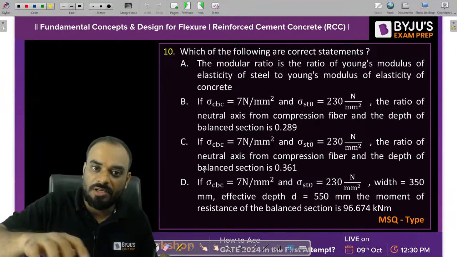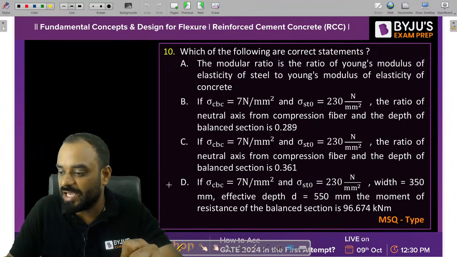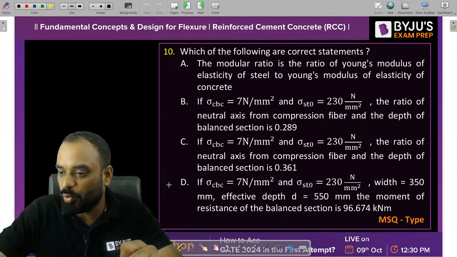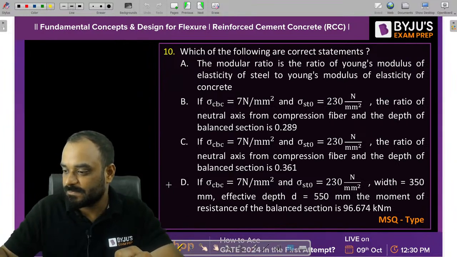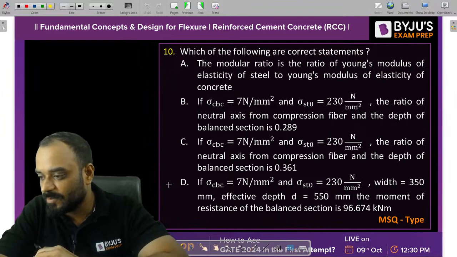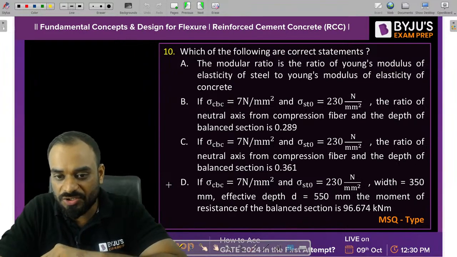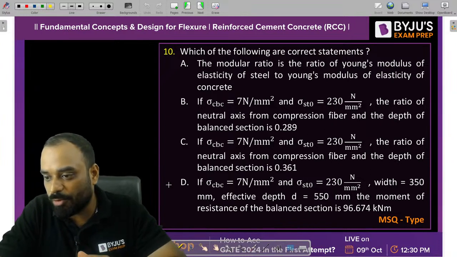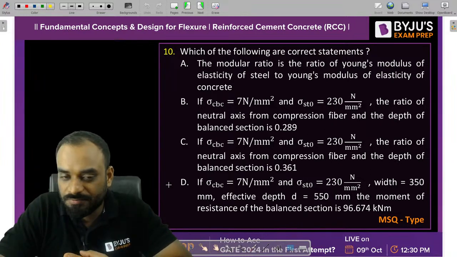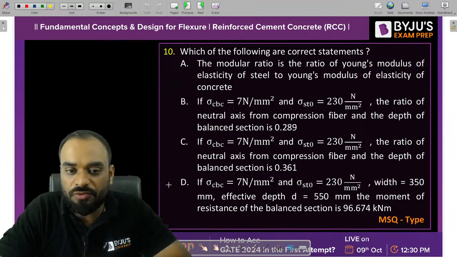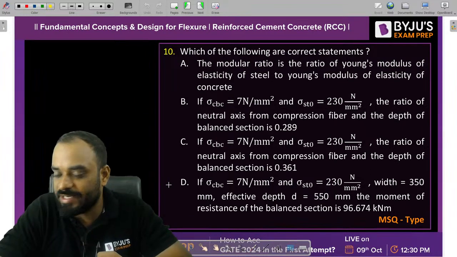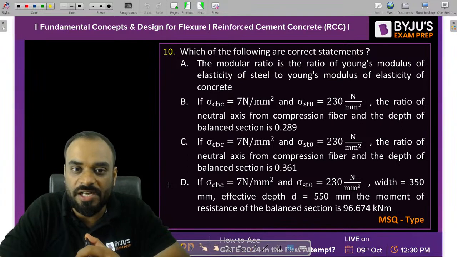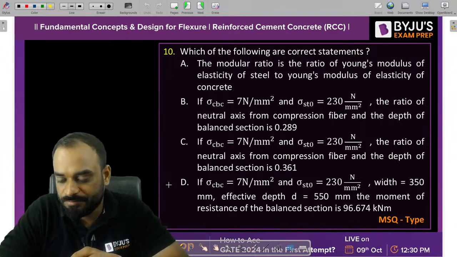Clear? Let's move to the next question, guys, which is basically an MSQ. Be careful while giving the answer. This is the MSQ question, guys. You need to find out which of the following statements are correct. And this question is related to your WSM method.